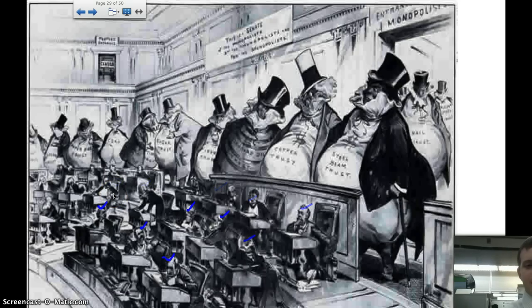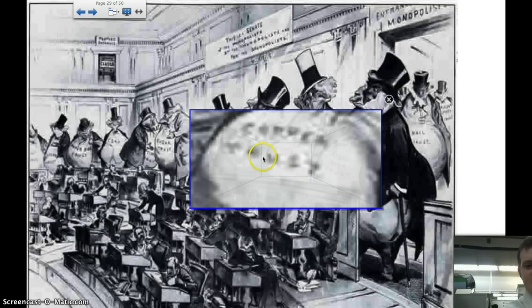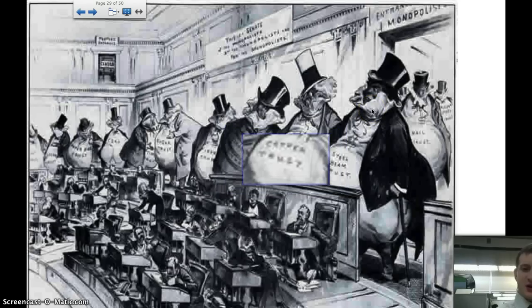All these are congressmen. And then who are these guys? The big fat guys with the top hats who are really, really heavy and bloated? If you look closely, you'll see the word trust. Trust, trust, trust, T-R-U-S-T. Can't really see it there. These are the trusts.